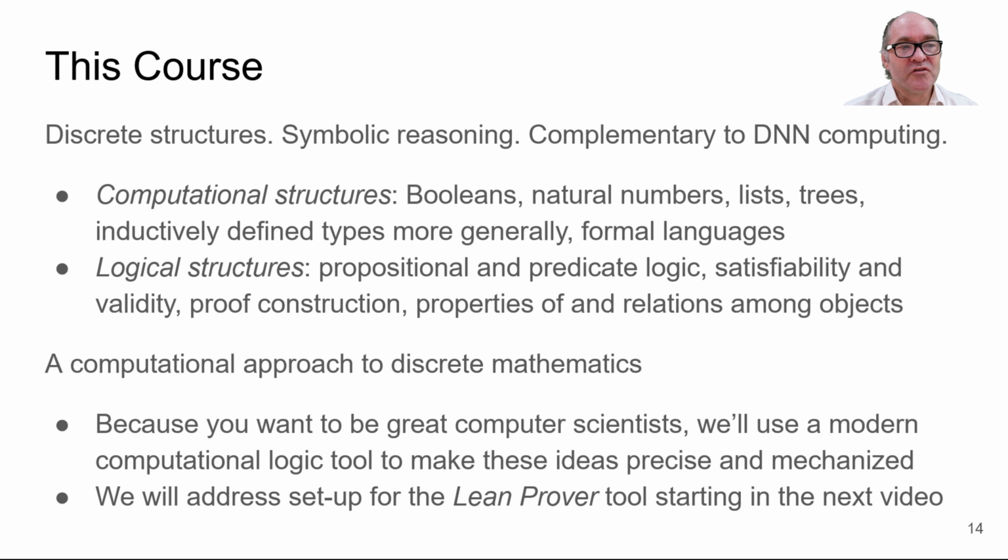We study computational structures as well as logical structures. Computational structures are things like Booleans and Boolean algebra, natural numbers and ordinary arithmetic, lists where we can talk about lengths of lists and operations like appending to lists, trees we've seen here, and inductively defined data types more generally. A really cool fact is that formal languages like logical languages and computer programming languages are themselves just discrete structures, and we can use the lessons of this class to define and reason about languages.